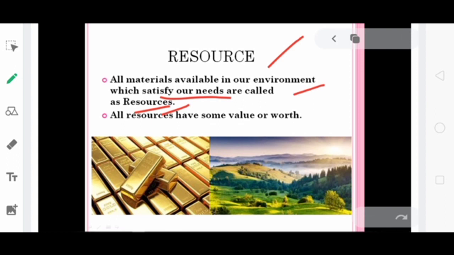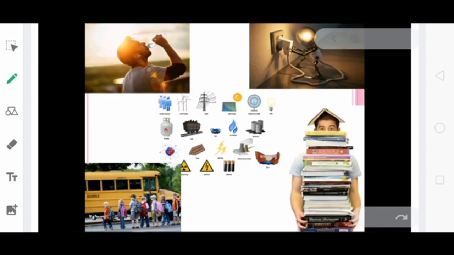Resources are everywhere around us, from a tiny pin to a car we use. Look around you and observe. You will be able to identify many types of resources. Utility or usability is what makes an object or substance a resource. All resources have some value or worth. For example, metals may have an economic value. A beautiful landscape may not, but both are important and satisfy our needs.